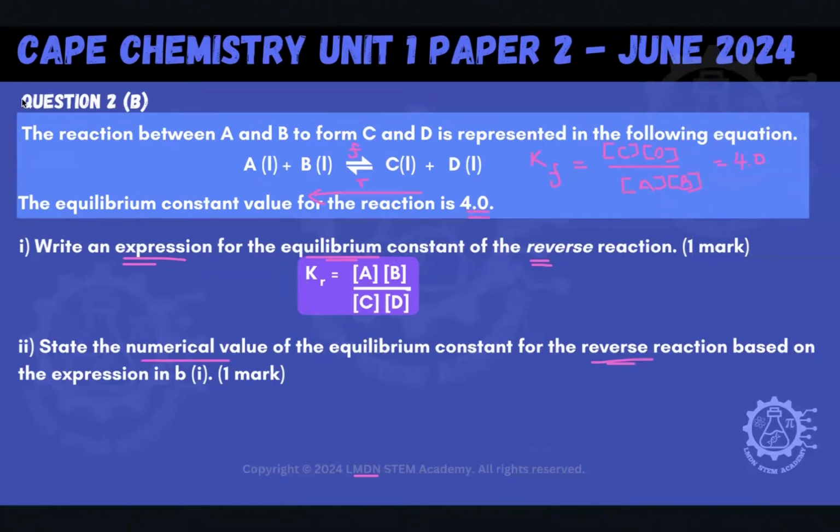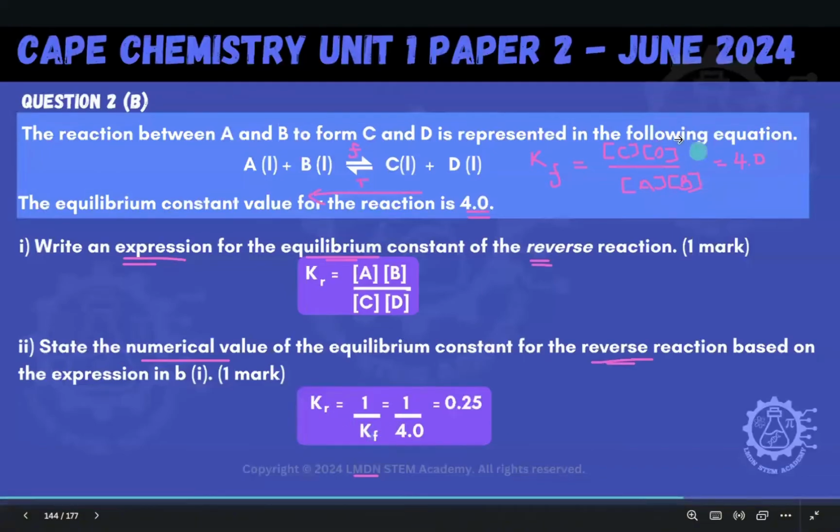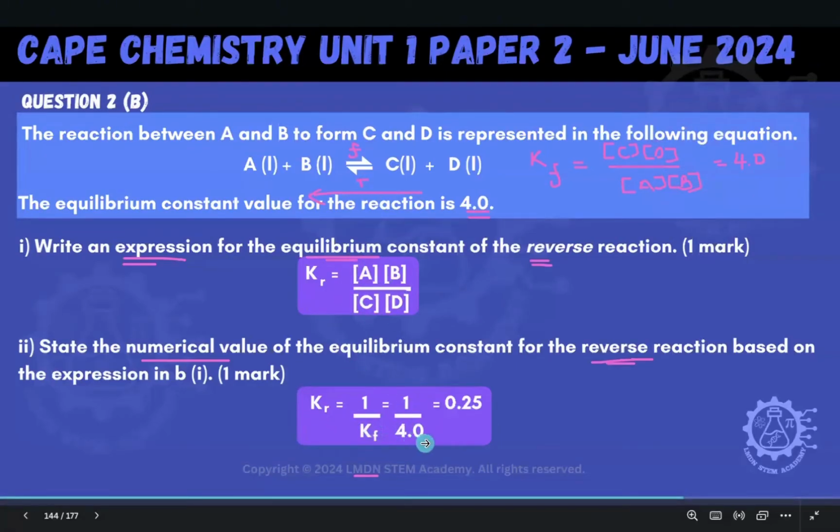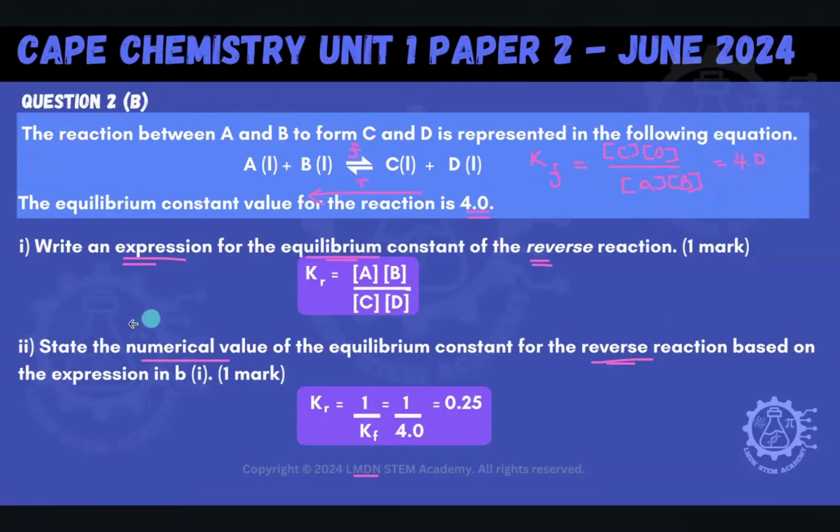So all I have to do to find the numerical value is just say 1 over Kf is equal to Kr, right? And so that would be 1 over 4.0, which is equal to 0.25. Okay, so that is the numerical value. It's just the reciprocal of the forward. Okay? All right. So let's go ahead now.